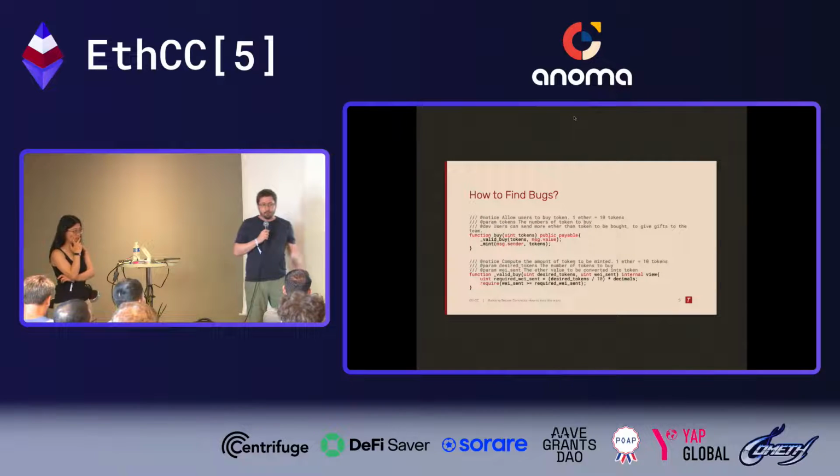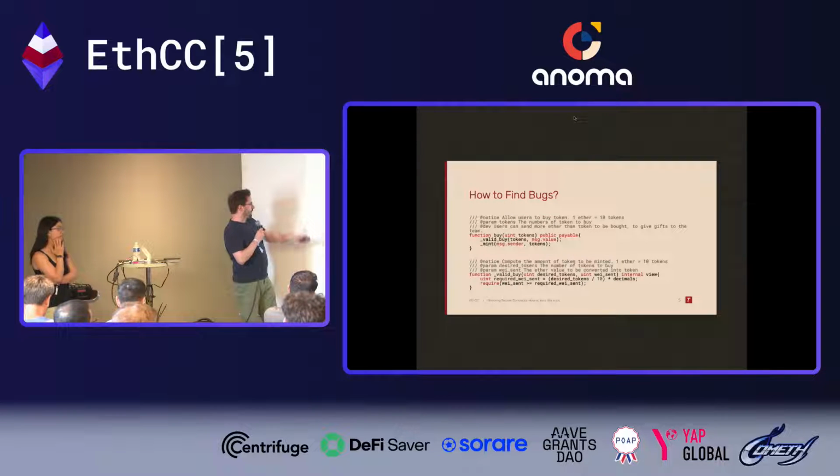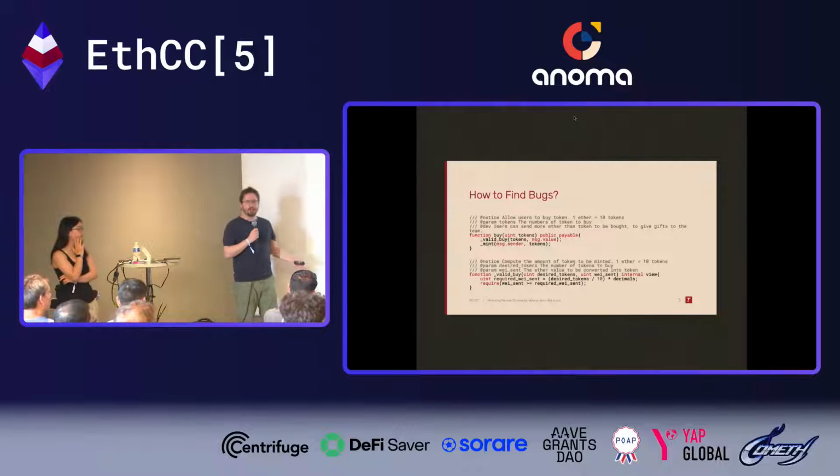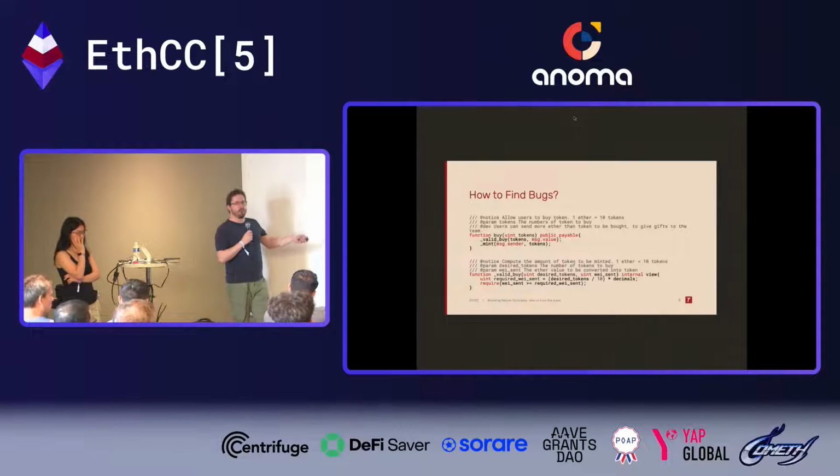Okay, the first question we are going to ask ourselves is how to find bugs. Let's say you have this piece of code, about 10 lines more or less. What this code does is allow anyone to buy some tokens. It has a public function to buy, and it has a function that checks that you are providing enough ether.